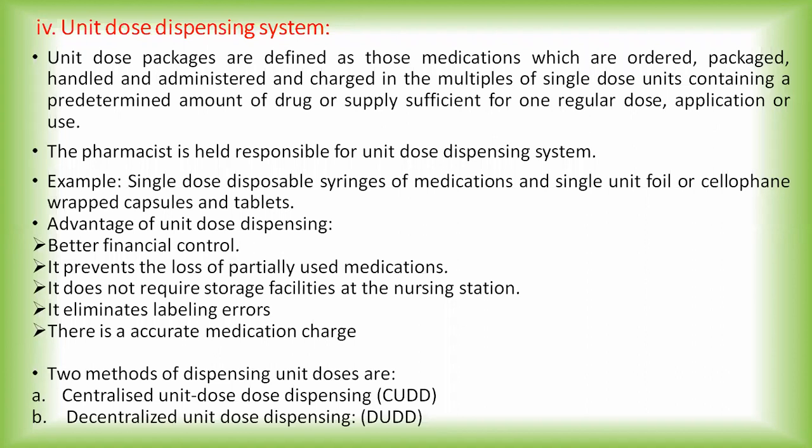Now there are two methods of dispensing unit dose. First is centralized unit dose dispensing and second is decentralized unit dose dispensing. I hope you have understood what unit dose dispensing is. Drugs come in bulk. The pharmacist is the person who is responsible for unit dose dispensing of the drug. How will the unit dose dispensing be done? The prescription will be received, he will then pack, administer and charge the drugs, depending upon the unit dose dispensing system.